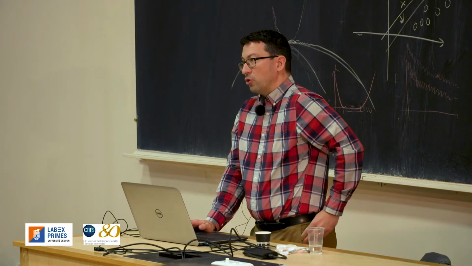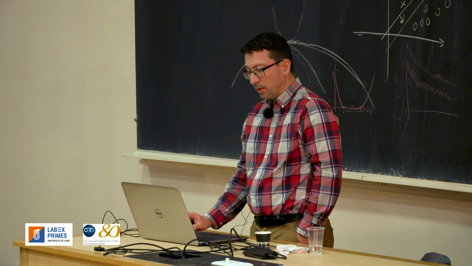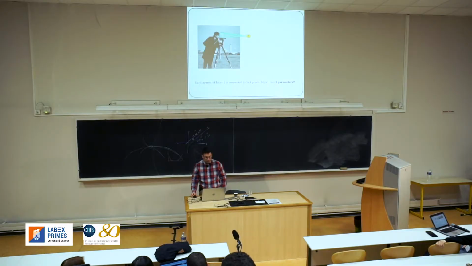In the case of an image, okay, you'll do what? Let's say that image here is the input of your network. So instead of connecting each pixel to each and every neuron in the first hidden layer, which would lead to a catastrophically large number of parameters, well, you do what?